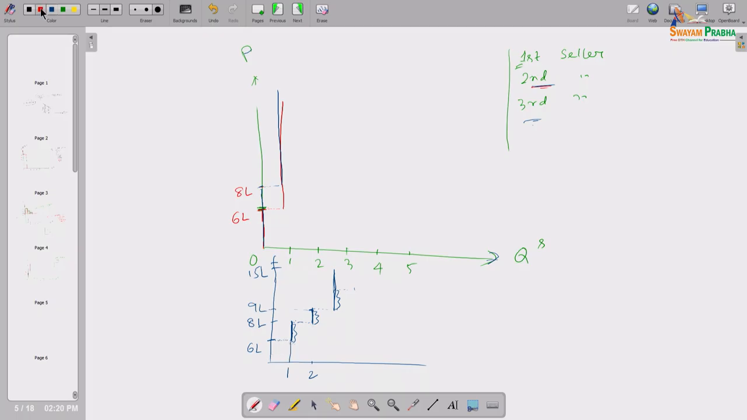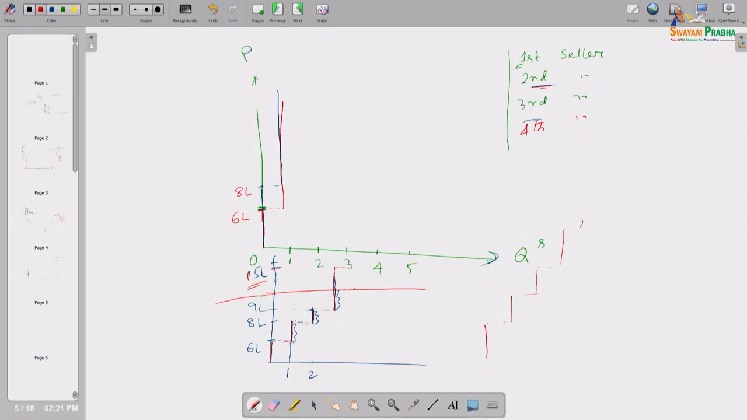So the market supply curve will be this gap, then this, then gap, then until this, then gap and so on, because 15 lakh is the fourth seller's minimum willingness to accept. In that way, we will get this upward sloping step-like market supply curve, if the commodity whose demand curve and supply curve we are discussing is discrete in nature.